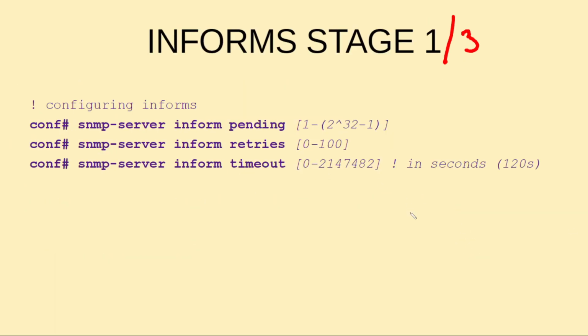We can break down the configuration of informs into three stages. At stage 1, we are going to configure how many pending informs we are willing to store in memory, how many retries we are going to perform before giving up for a given inform, and what will be the timeout for waiting for an acknowledge for every retry.